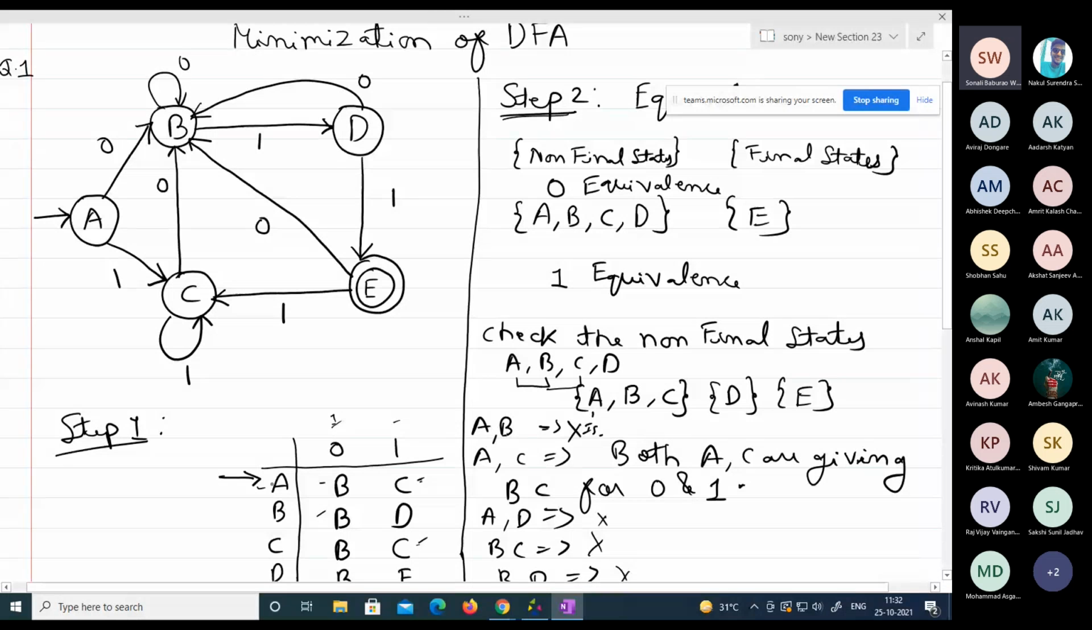I have to check both, A and B. Now A gives 0 to B, B gives 0 to B. Okay. A gives 1 to C and B gives 1 to D.